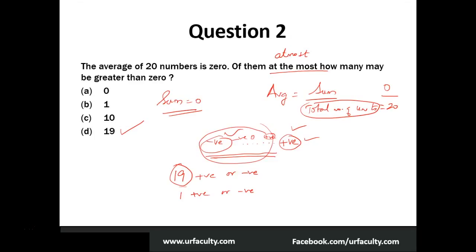So these are the two options available, since they asked for at most greater than 0. Now it is at most less than 0. So we now have to put 19 negatives, right? 19 negative and 1 positive.